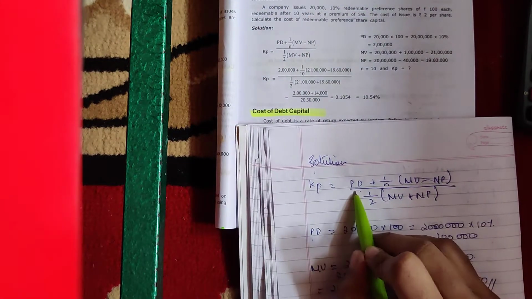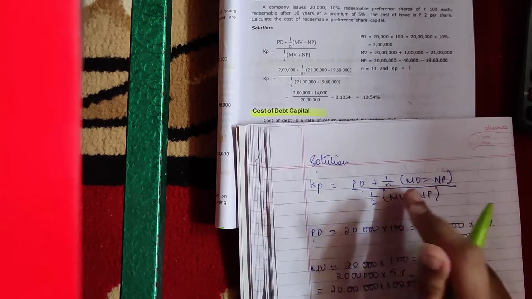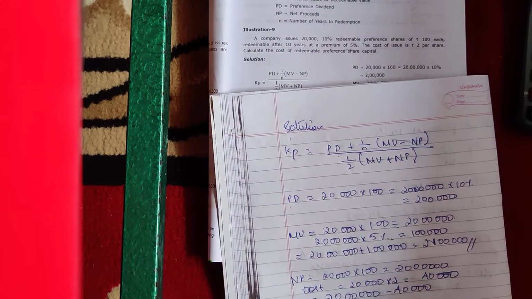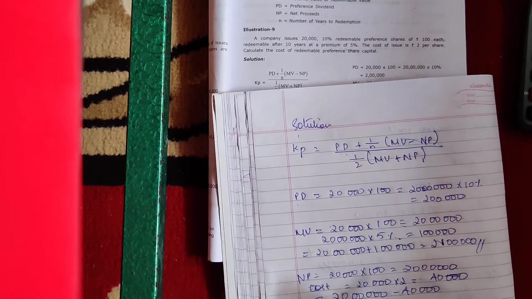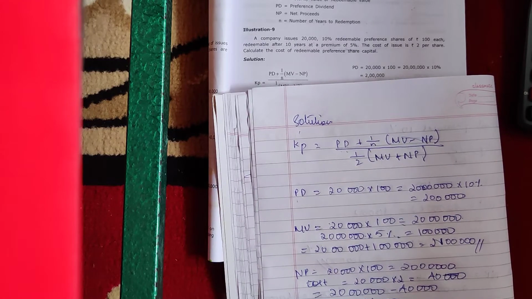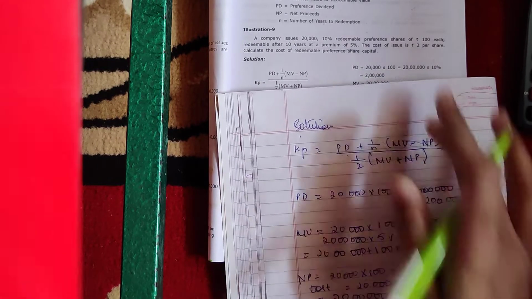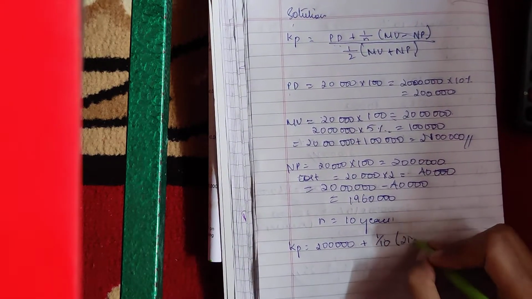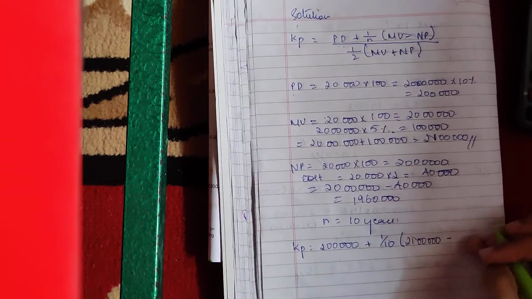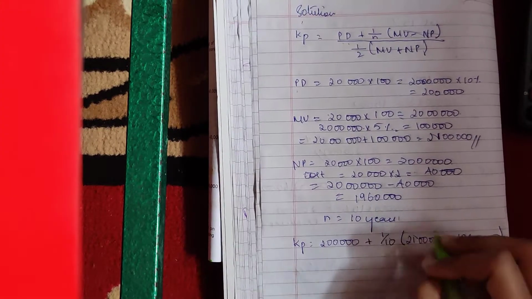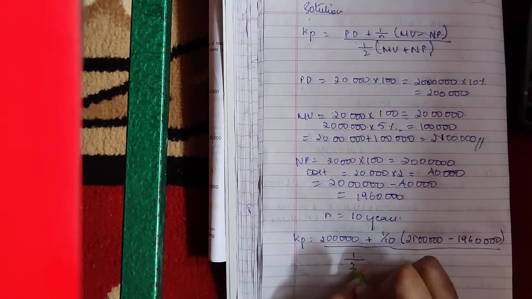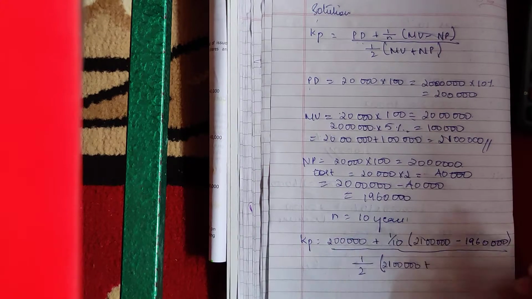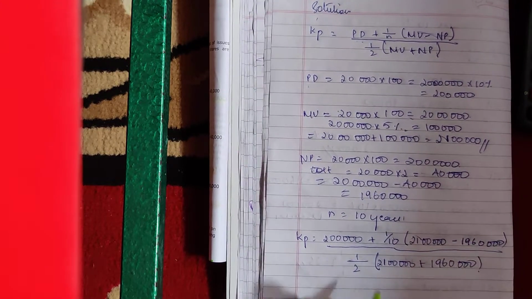Now what do you have to see next? You got PD, you got MV, you got NP. There is nothing else you have to find out. N is already given to you in the question, that is 10 years. Now let's substitute this in the formula. KP is equal to, PD is 2 lakhs, plus 1 by 10 into MV, which is 21 lakhs, minus NP, which is 19 lakh 60,000. The whole divided by 1 by 2 into MV, 21 lakhs, plus NP, 19 lakh 60,000.